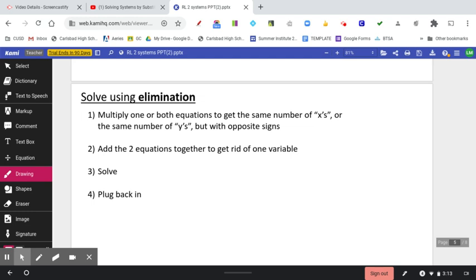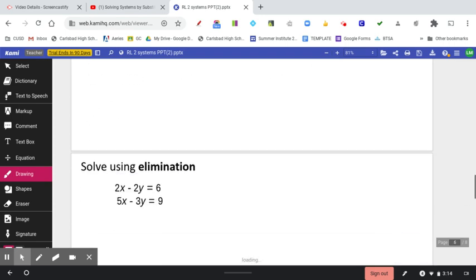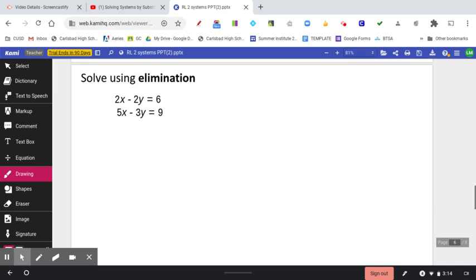Basically, we're going to line up and have the same amount of x's or same amount of y's, so we can eliminate one of the variables. All right. Again, our goal is to get one equation with one variable so we can solve that. All right, let's take a look at this example here using elimination.